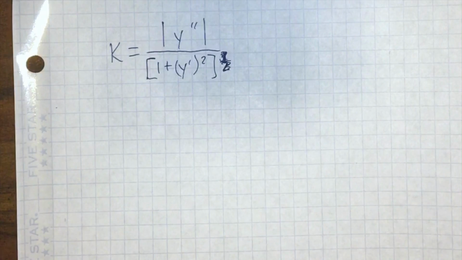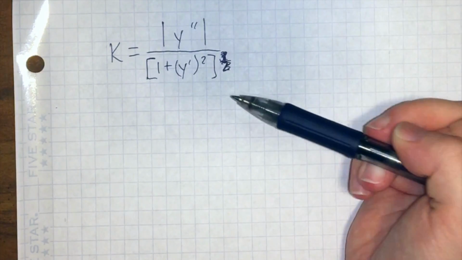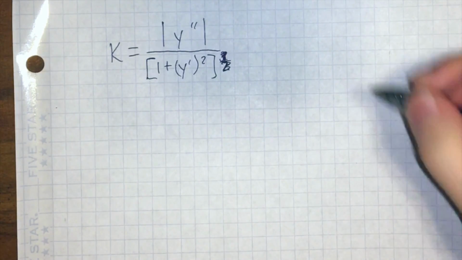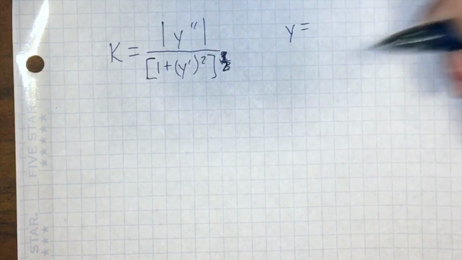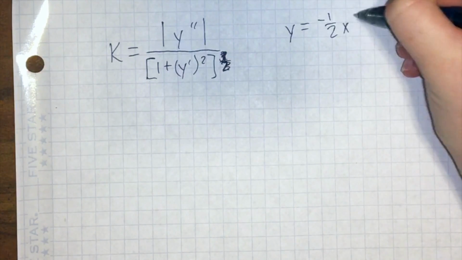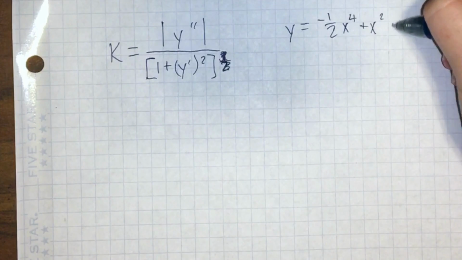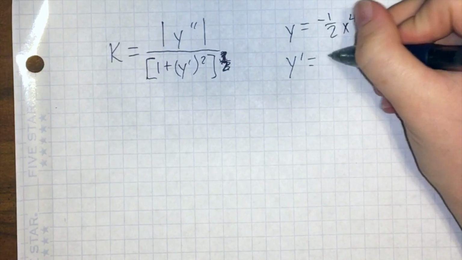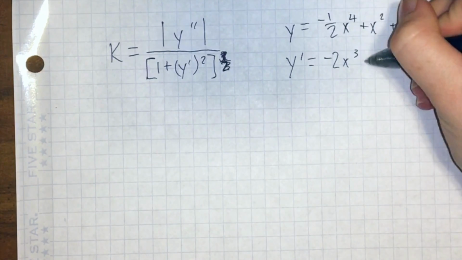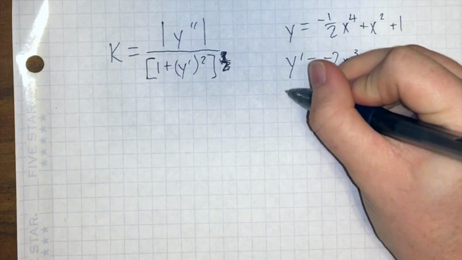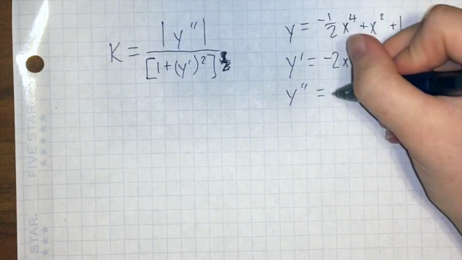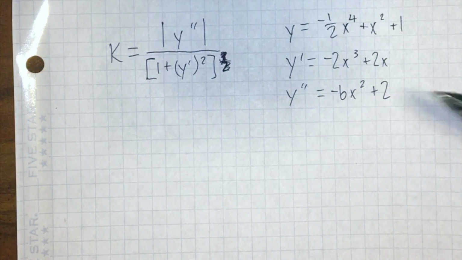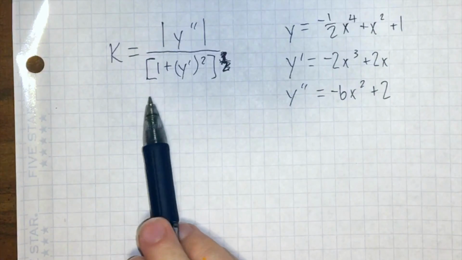Okay. So y double prime and y prime will be the second and first derivatives of the equation that we already have. So we have that y equals -1/2 x to the 4th plus x squared plus 1. So we can find that y prime will be -2x cubed plus 2x, and y double prime will be -6x squared plus 2. So the next step is to plug these two formulas into the curvature formula.